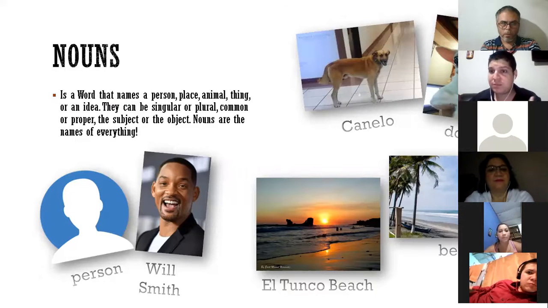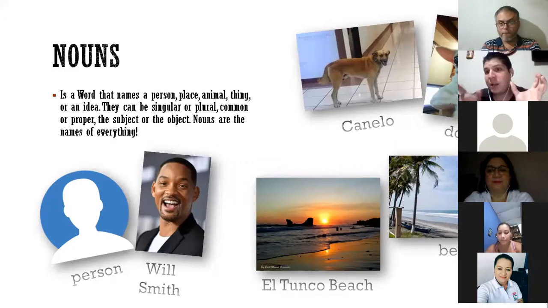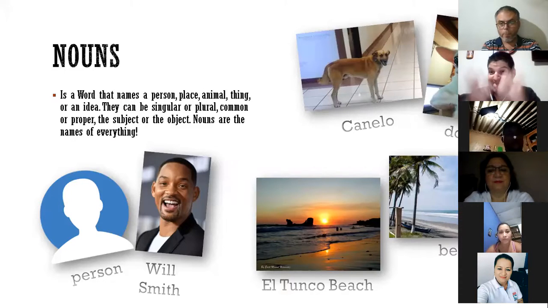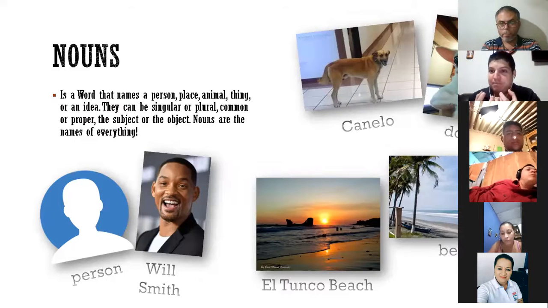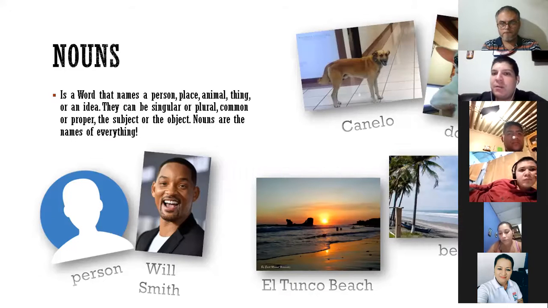¿Comunes? ¿O propios? ¿Pueden ser el sujeto o el objeto? No. Eso va después. ¿Sujeto es quien hace la acción? ¿Cuál creen que es el objeto? El que la recibe. ¿Ok? Eso va más adelante.